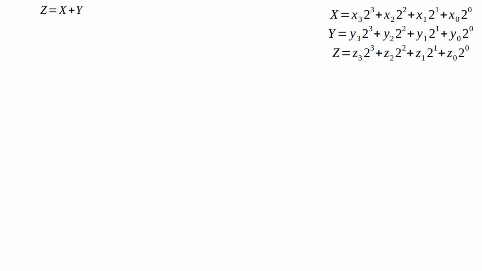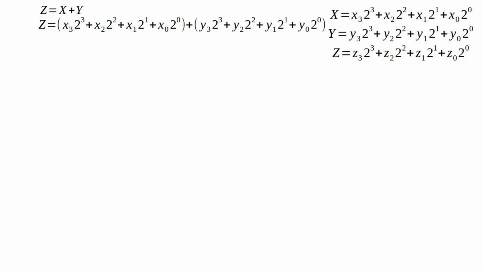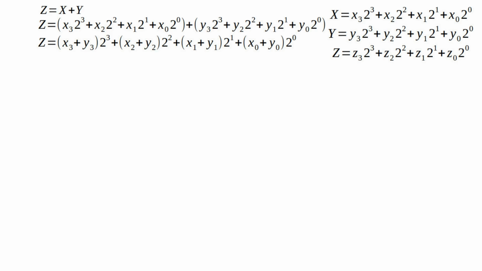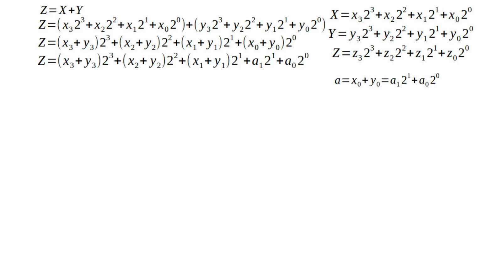Since our processor should only add 4-bit numbers, we define the addends and the sum accordingly. Now we calculate z accordingly and combine equal powers. We calculate a and decompose the sum into two possible bits. We recalculate z and summarize again.